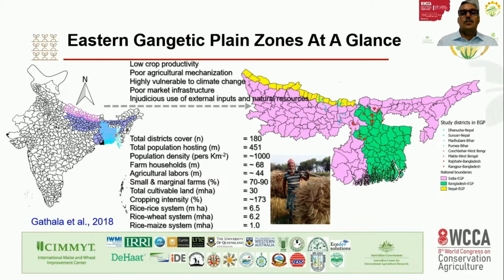It hosts a total population of 450 million, with a high density of 1,000 persons per square kilometer. It's dominated by small and marginal farms, which are 70 to 90%. Total cultivable land is around 30 million hectares. The cropping intensity is 173%, which means farmers harvest around 2 crops annually. It's dominated by the rice-wheat cropping system, and then new emerging cropping systems like rice-maize, and other cropping systems like rice-legumes and so on.